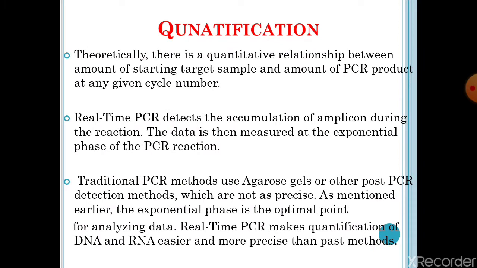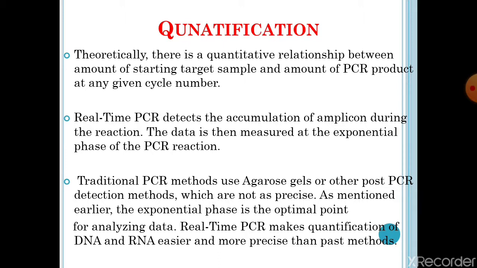Now the question arises, how do we do the quantification? That is, during the exponential phase, how will we do the quantification? Theoretically, there is a quantitative relationship between the amount of starting target sample and the amount of PCR product at any given cycle number. Real-time PCR detects the accumulation of amplicon during the reaction. The data is then measured at the exponential phase of the PCR reaction.